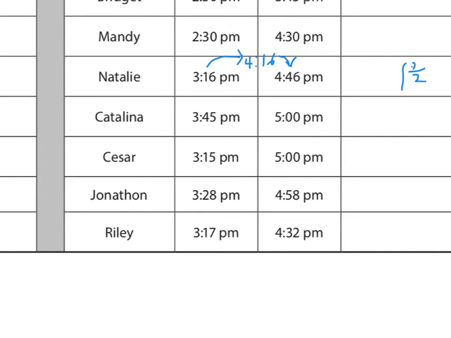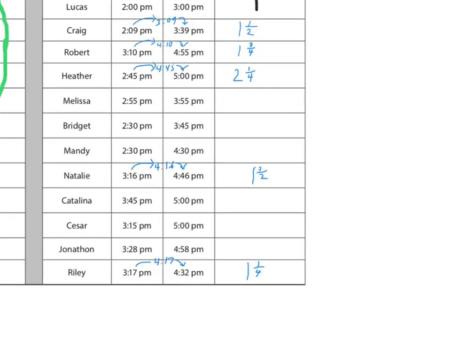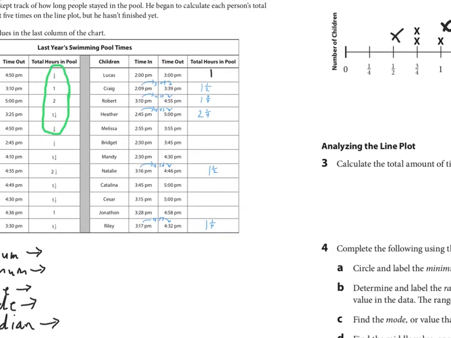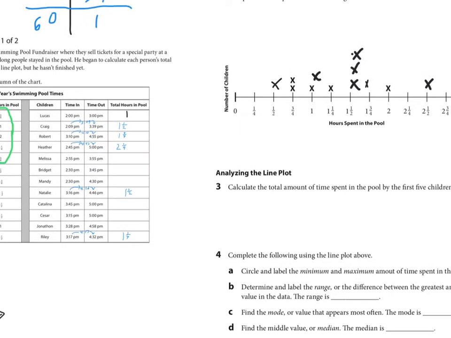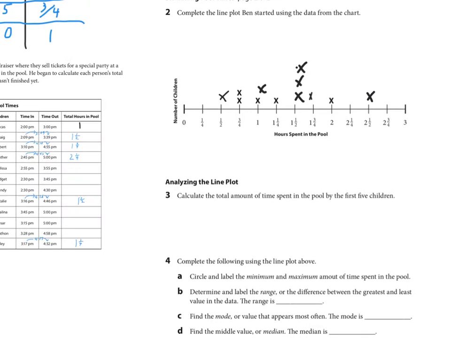And Riley will skip ahead to 4:17 for 1 hour. And then what is this? What would you add to 17? It looks like 15 minutes to me. So he would be 1 1/4. Okay, so now you can go ahead. Once you have all of these figured out, that's when you would finish filling in your line plot here.